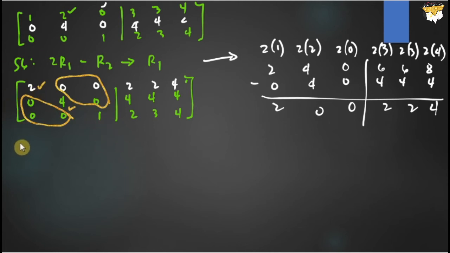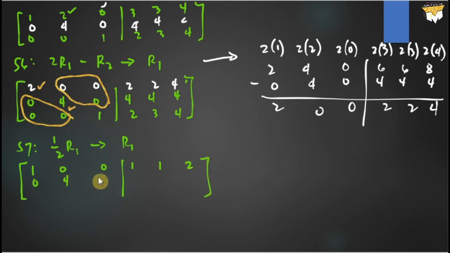Sa step 7, simple as, i-divide na lang natin or i-multiply natin si row 1 by 1/2. So, ipapalit natin siya sa row 1. Okay? So, of course, divided by 2, that will become 1. And then, this will still be 0, 0. Then, divide by 2, this will become 1. Divide by 2, that's 1. Divide by 2, that will be 2. Okay? Then, copy 0, 4, 0, then 4, 4, 4. Then 0, 0, 1, 2, 3, 4.